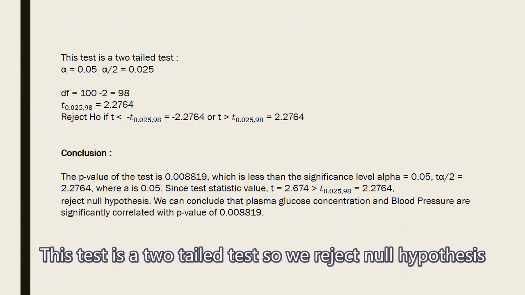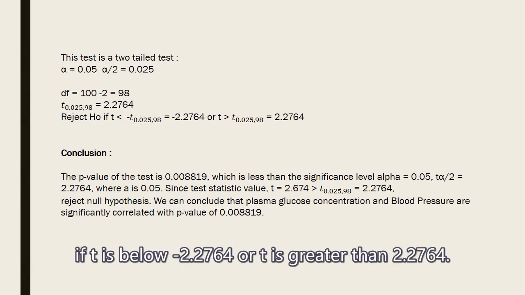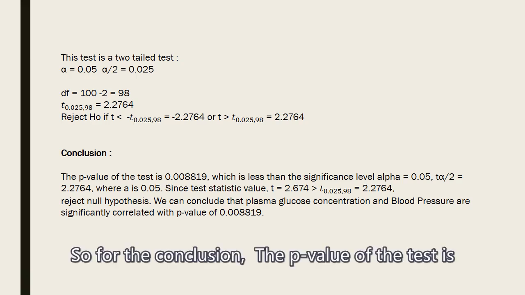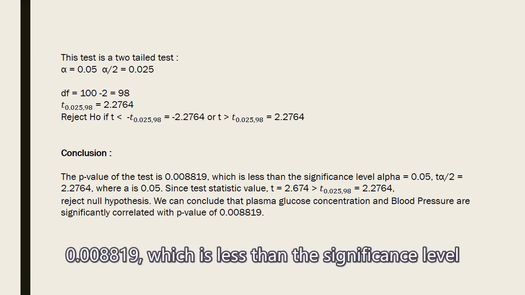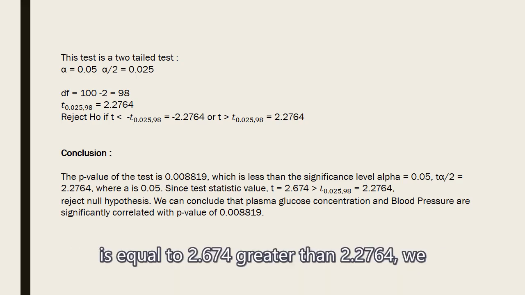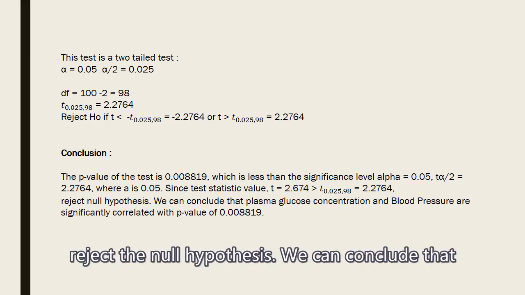This test is a two-tailed test, so we reject the null hypothesis if t is below negative 2.2764 or t is greater than 2.2764. So for the conclusion, the p-value of the test is 0.008819, which is less than the significance level alpha equal to 0.05. Since the test statistic value t is equal to 2.674, greater than 2.2764, we reject the null hypothesis.